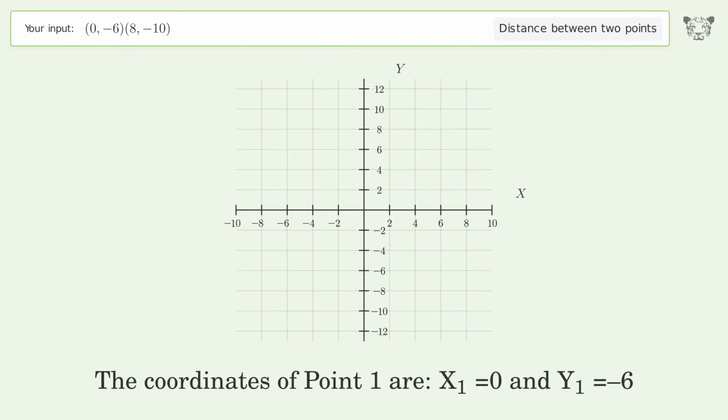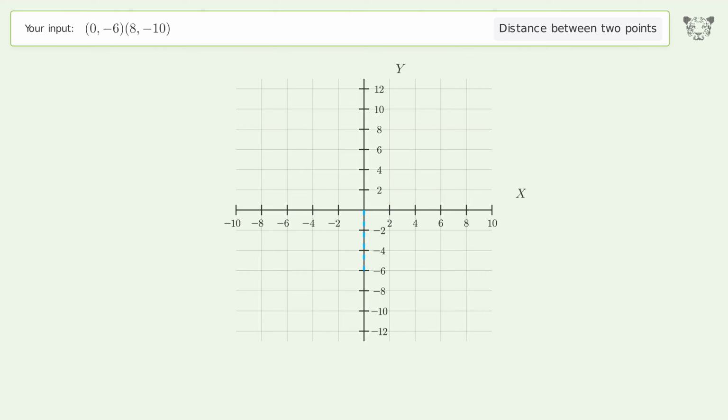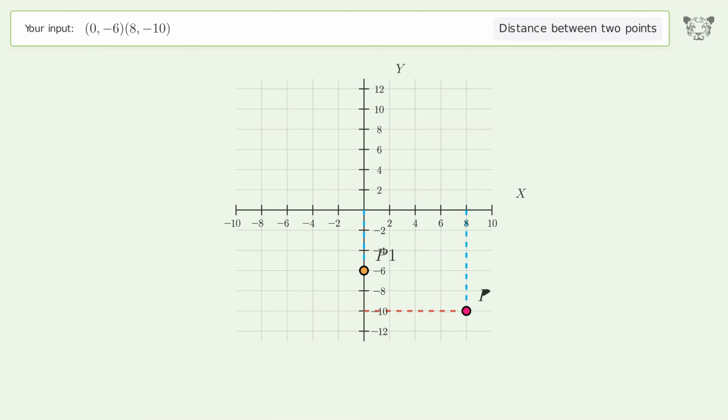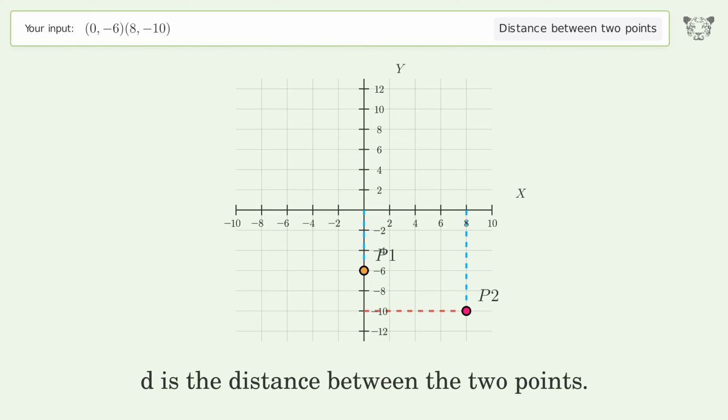The coordinates of point 1 are, x1 equals 0 and y1 equals -6. The coordinates of point 2 are, x2 equals 8 and y2 equals -10. D is the distance between the 2 points.